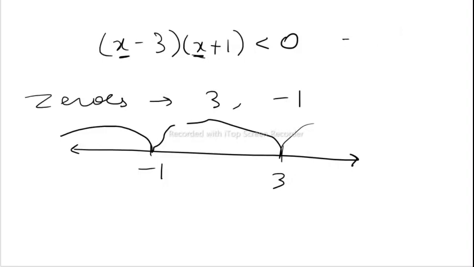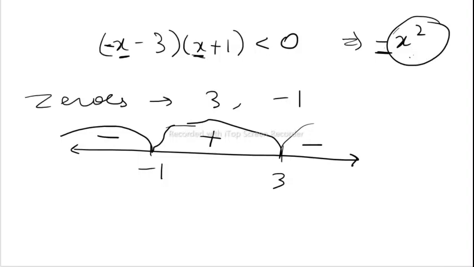Now, let us assume, if suppose this had been minus x minus 3 multiplied by x plus 1. If I had multiplied this and this, I would have got minus x square. So the sign before x square, which we are concerned with, would have been negative. Then you would have written negative, positive, negative. But that is not the case.